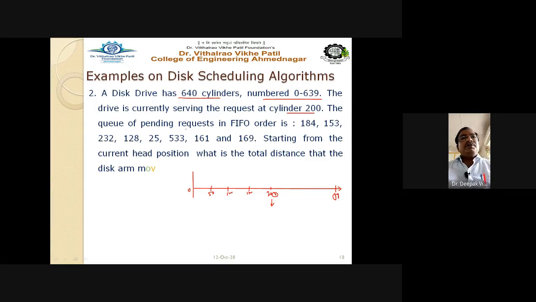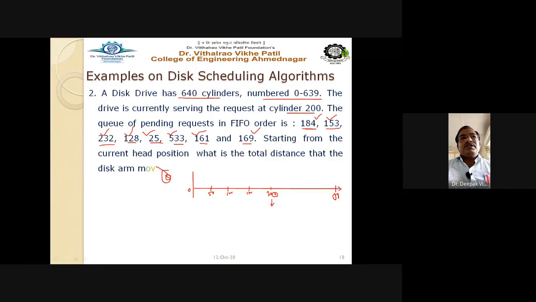The request queue of pending requests in FIFO order is 184, which means this is the request order. The requests arrive in the order 184 first, then 153, then 232, 128, 25, 533, 161 and 169. So how many requests are there? 1, 2, 3, 4, 5, 6, 7 and 8. So the total number of requests is 8.